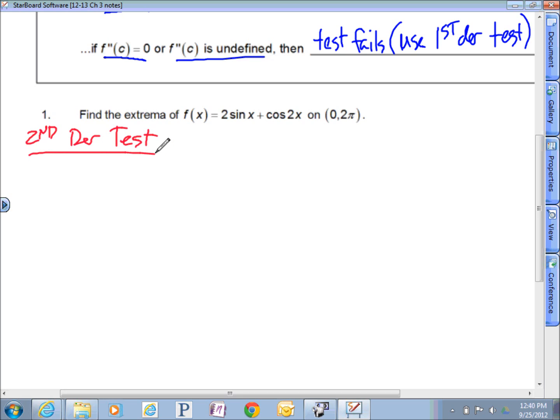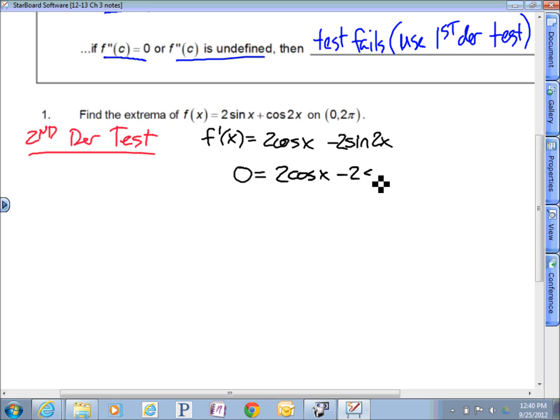So let's find f prime of x. The derivative of 2 sine x would be 2 cosine x. The derivative of cosine 2x would be the opposite of sine of 2x, all multiplied by a 2. So there's my first derivative. Now the tricky thing is we've got to find these critical numbers. So we're going to set this derivative equal to 0: 2 cosine x minus 2 sine of 2x.